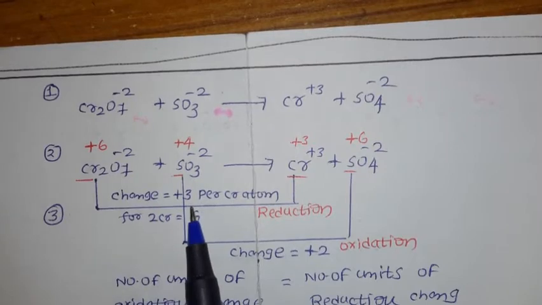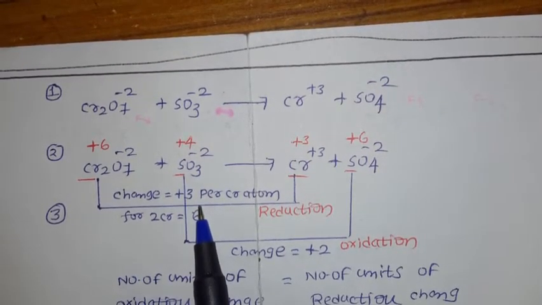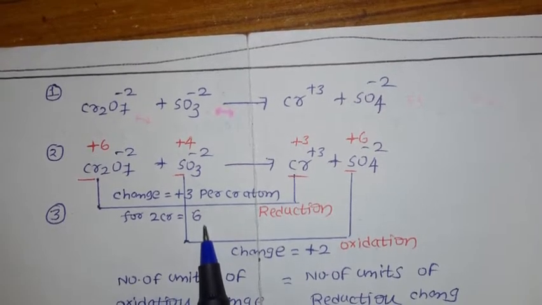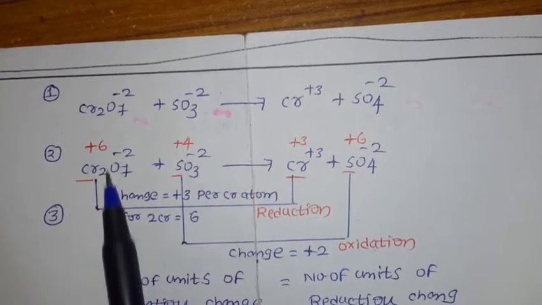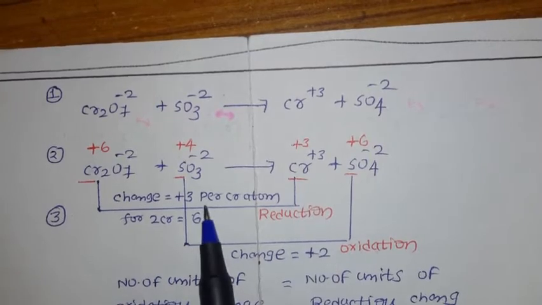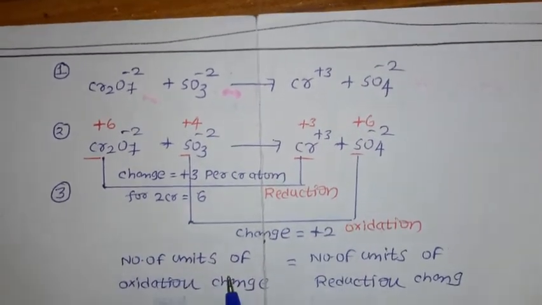After that, calculate the increase or decrease in the oxidation number per atom, and for the entire molecule or ion in which it occurs. Here we already calculated how much the change is. From plus 6 to plus 3, the change is 3. From plus 4 to plus 6, the change is 2.